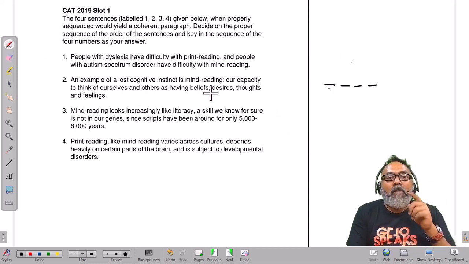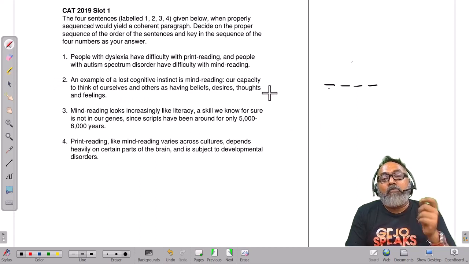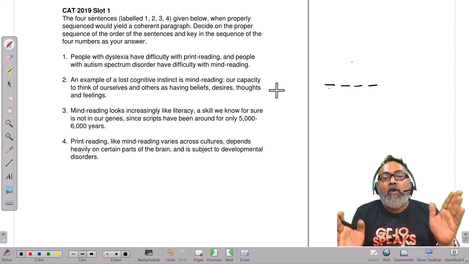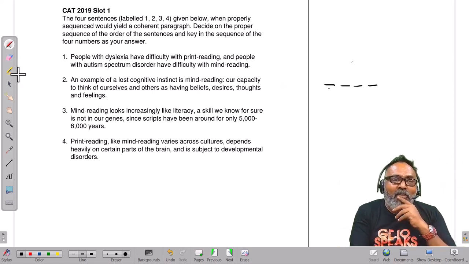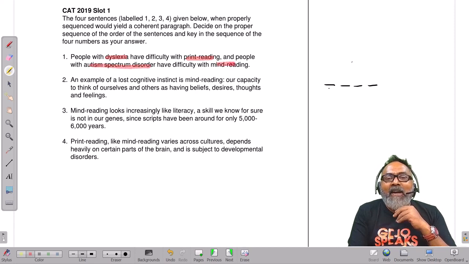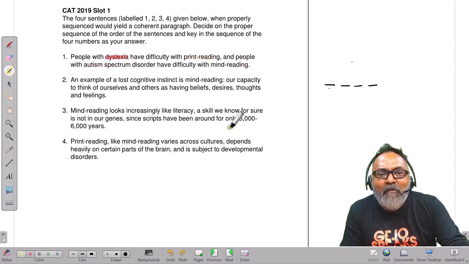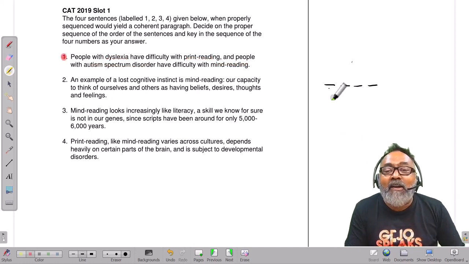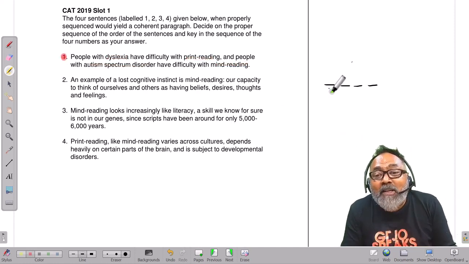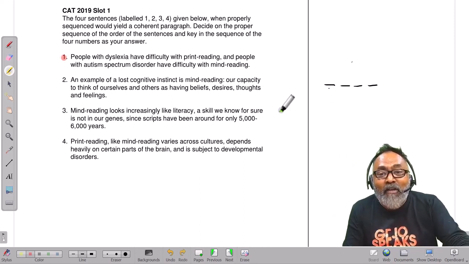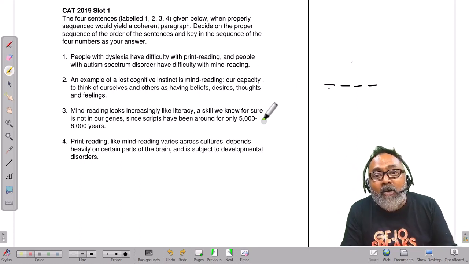Okay, sentence number 1. People with dyslexia have difficulty with print reading, and people with autism spectrum disorder have difficulty with mind reading. Okay, one thing that I see is here you've got terms that are thrown at us: dyslexia, print reading, autism spectrum disorder, mind reading. I'm sure that some of these things have to echo. I don't know what is going to echo. At this point in time, I cannot say that this one cannot be the start, or can be the start. I have no idea. This looks like an independent sentence. I'll have to read more sentences to figure out what is the role of sentence number 1.